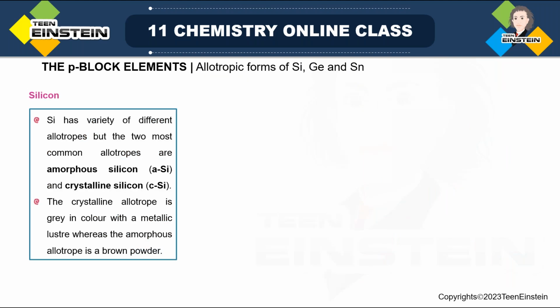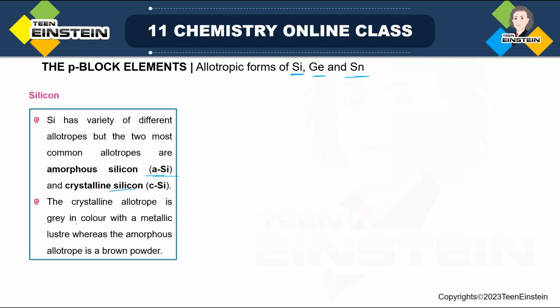Once we have finished the allotropic forms of carbon, there are also some other allotropes for the other elements. The next element is silicon. After silicon, there is germanium and then tin. After tin, there is lead, but for lead, there are no allotropic forms possible. Silicon has a variety of different allotropes, but we will focus only on the two most common allotropes of silicon. One is amorphous silicon, which is denoted like this, a-Si, and crystalline silicon, that is c-Si.